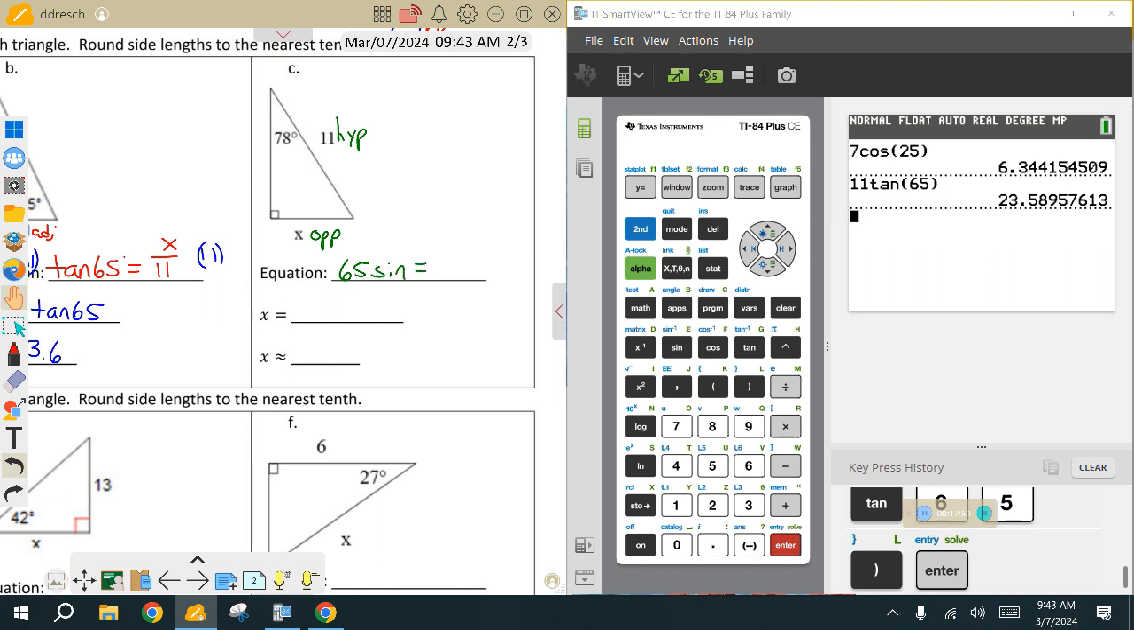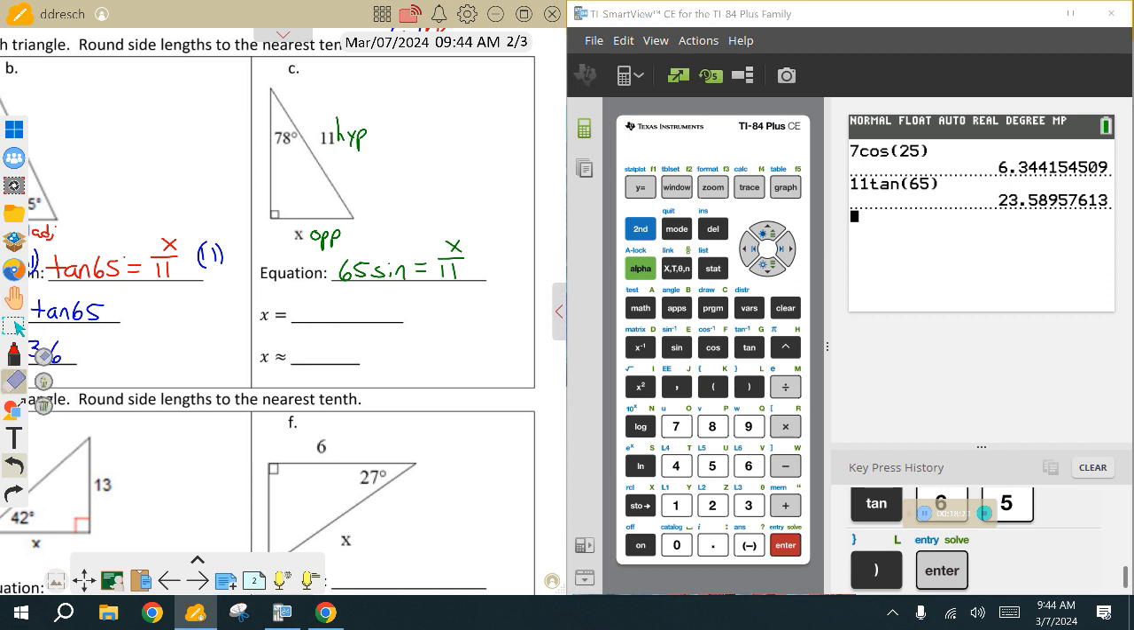Opposite over hypotenuse, right? So here's the thing. At some point, I always have somebody want to write it like that. I don't know why, because I've never written it like that. Why is it 65? There shouldn't be, it's a 78. I don't know why I wrote 65. I think I looked right here, that's why. The last one.